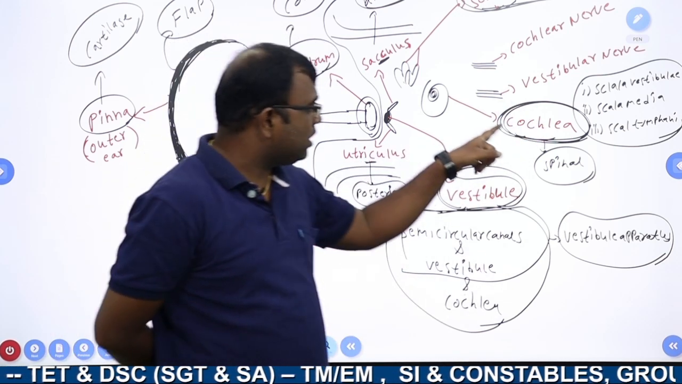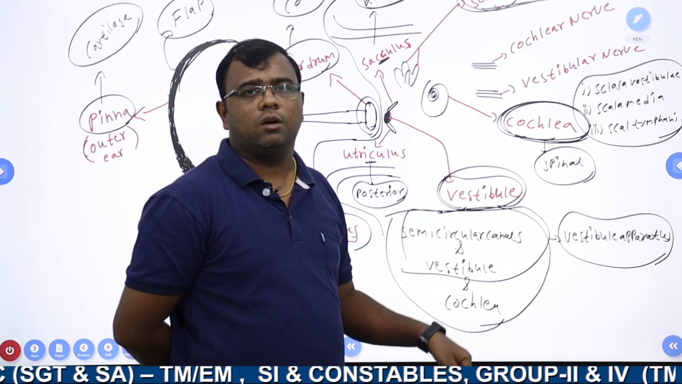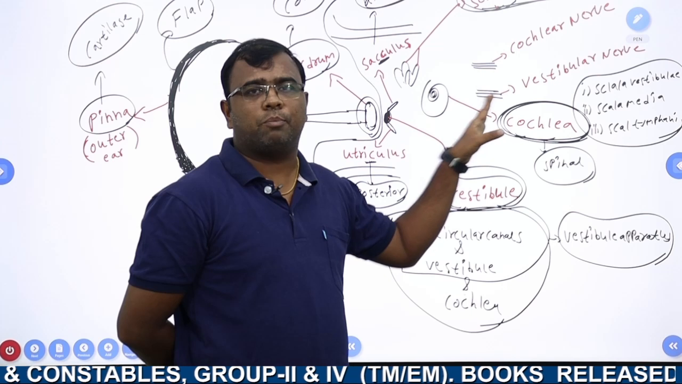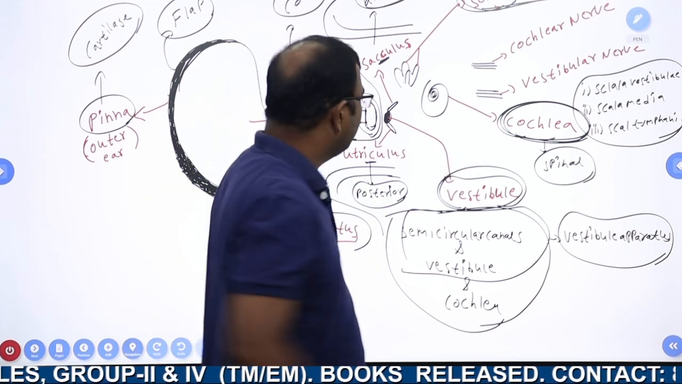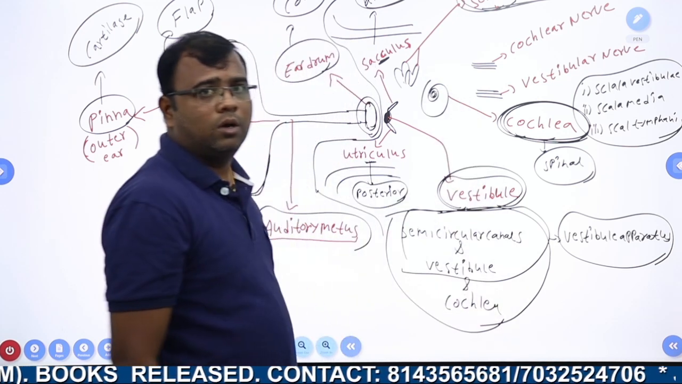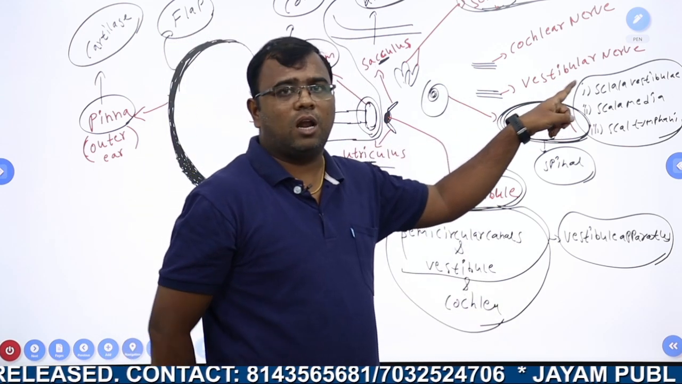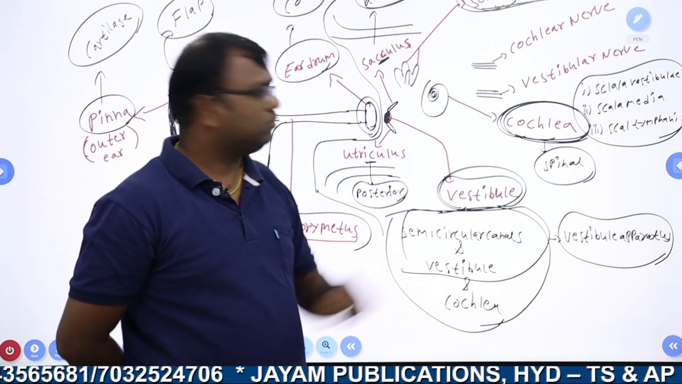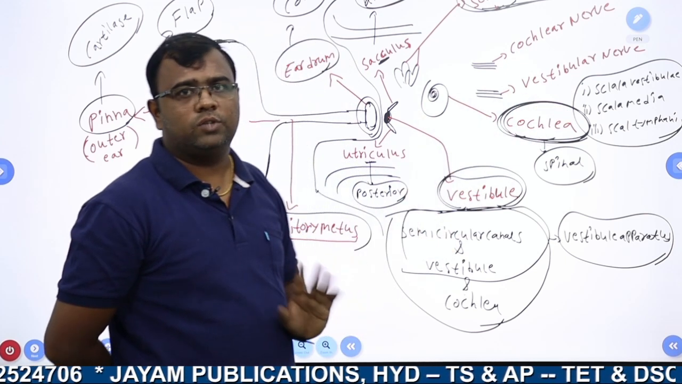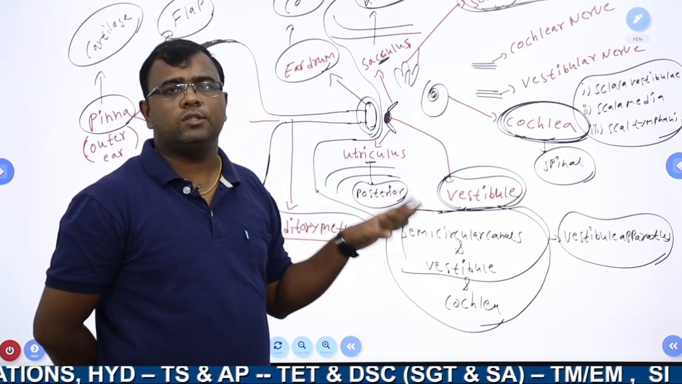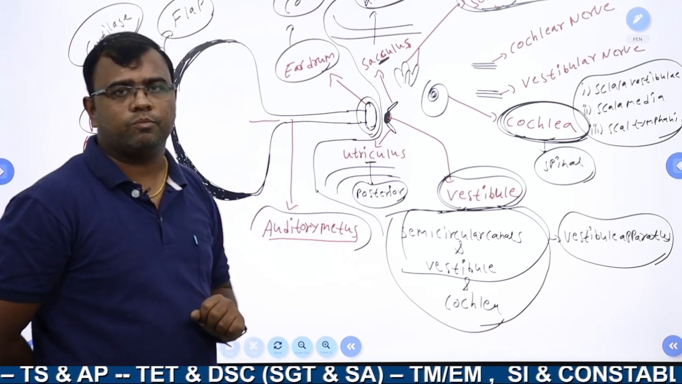The cochlea is a spiral shaped structure. How many parallel tubes are present? Three. The parallel tubes are: first scala vestibuli, second scala media, third scala tympani. These three parallel tubes are present in the cochlea, which is a spiral shaped structure.